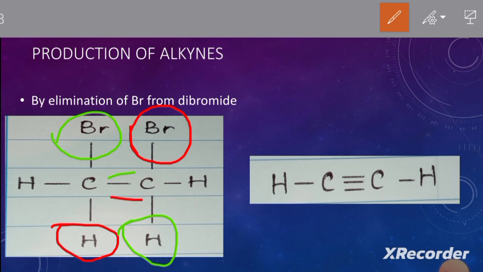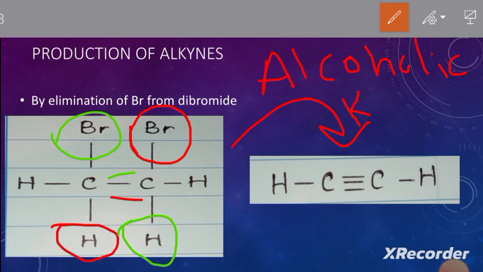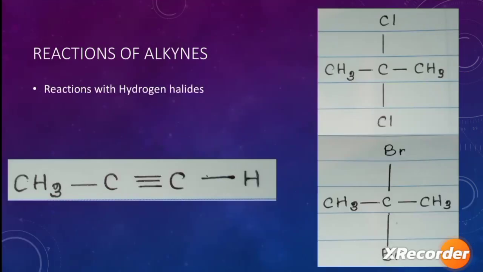more than the existing bond. So a triple bond is formed. The reagent that we should use for the elimination is alcoholic KOH, potassium hydroxide. So by using alcoholic KOH, we can eliminate the bromine in a dibromide and make an alkyne. Now we can discuss the reactions of alkynes.